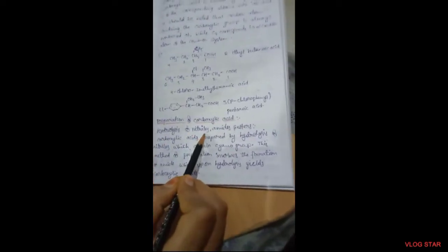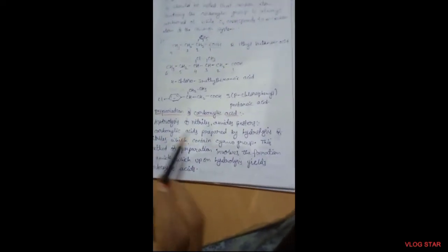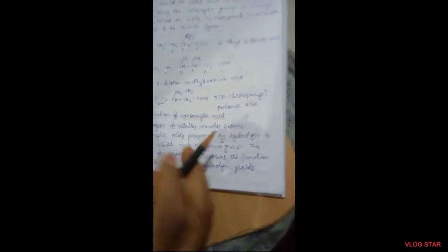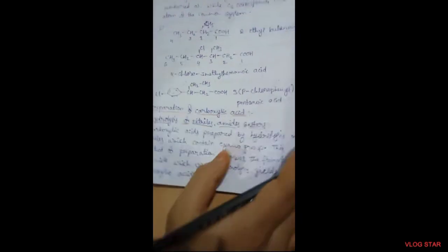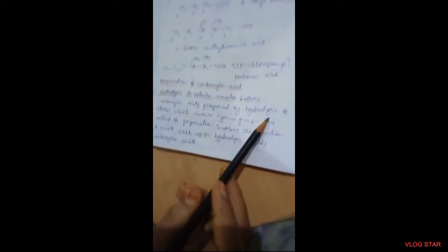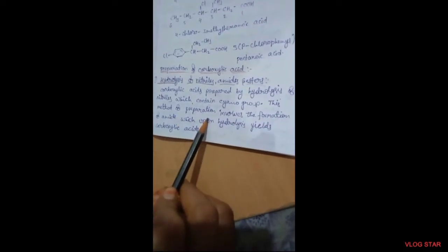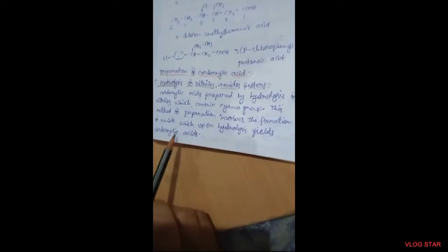Hydrolysis of nitriles, amides and esters. Carboxylic acids are prepared by hydrolysis of nitriles. By using these three, nitriles, amides and esters, we prepare the carboxylic acids through the hydrolysis process. Carboxylic acids are prepared by hydrolysis of nitriles, which contain the cyano group. This method of preparation involves the formation of amides, which upon hydrolysis yield carboxylic acid.